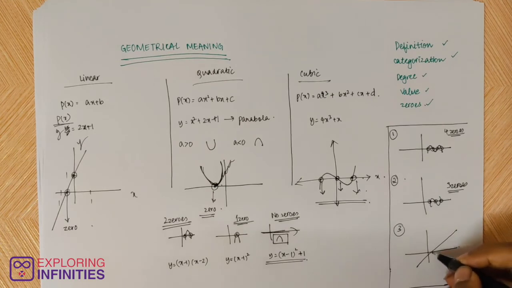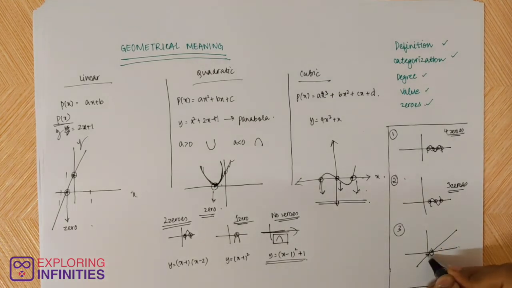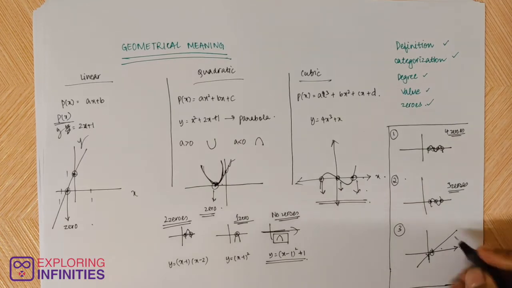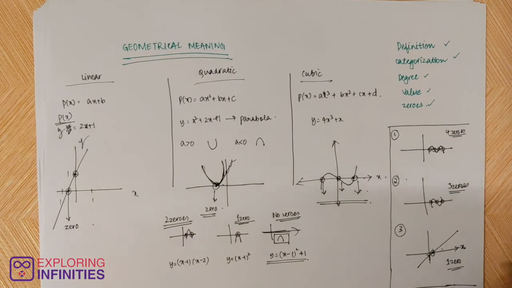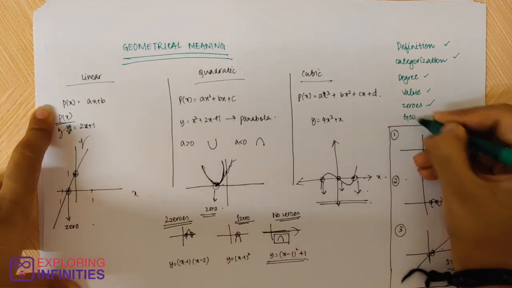This intersects the x-axis at one point. You do not consider this point, I am repeating it again. You do not consider the intersection with the y-axis. You only consider the intersection with the x-axis. So it intersects the x-axis at one point, so this has 1 zero. So this is the geometrical meaning of a polynomial essentially. That is how you solve these questions also. That's all. Now we've finished the chapter of polynomials. We have added the geometrical meaning also.